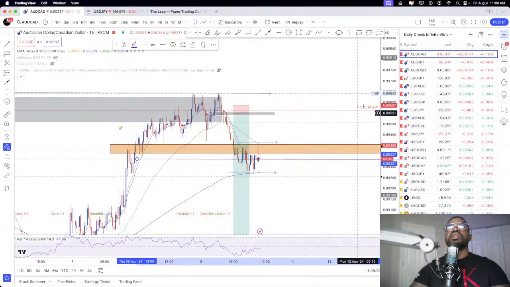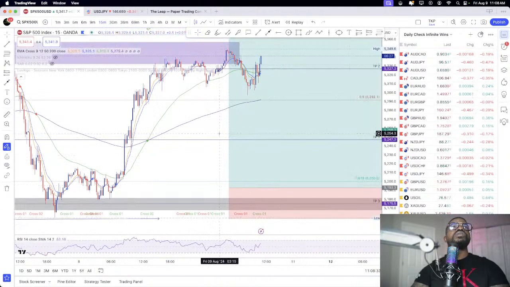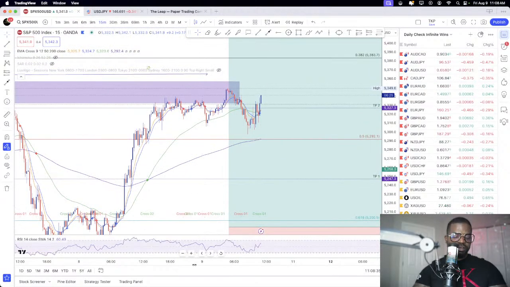We got alerts set below and above. Let's check out that S&P 500 buy that we took earlier. Oh, let's go. All right, so we hit TP1 and TP2 on S&P 500. Win, win, win, win, win.